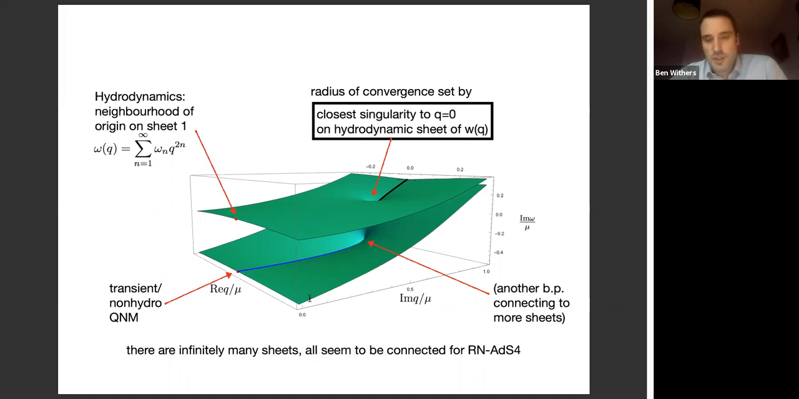So this is just the first couple of sheets, and if you were so inclined, you could plot many of them because it's easy to construct the dispersion relations for black holes. You can just do that without doing the hydrodynamic expansion. You can just solve the equations of motion, and you find that there are essentially infinitely many sheets, and they all seem to be connected to each other. So if you go through this branch cut, you enter another sheet, and it's really a labyrinth. And it looks like you can get from here all the way down as many sheets as you want in a continuous fashion.